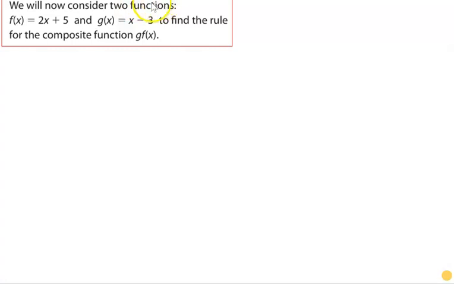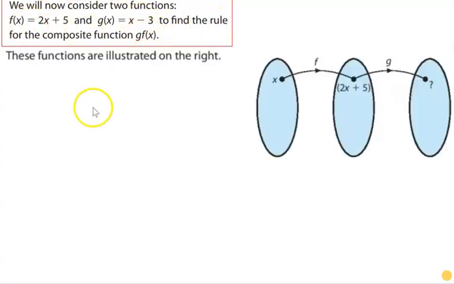We will now consider two functions, f of x equals 2x plus 5 and g of x equals x minus 3, to find the rule for the composite function g after f of x. These functions are illustrated on the right. So we have our first set, then our second set, and then our third set. So we can see we start with x, and then we have our function f, which is 2x plus 5, and then the result of that is substituted into our function g, which will give us our output.